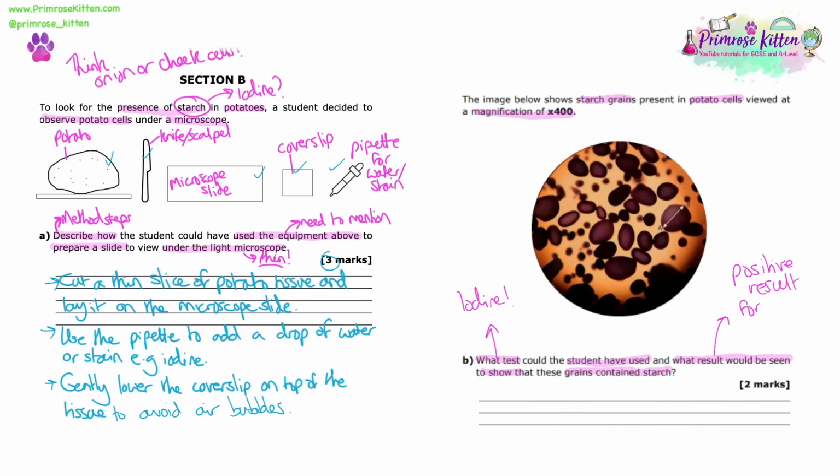Well, hopefully we know it goes blue-black. There's a clue in the image as well, though, because it shows you that you've got some starch grains in the image and they are this kind of blue-black or black colour. So there's a clue if you weren't sure, but you should hopefully know the positive result for iodine with starch is blue-black. So I'm just going to say what we're going to do. Add iodine to the tissue and the starch grains will turn blue-black.